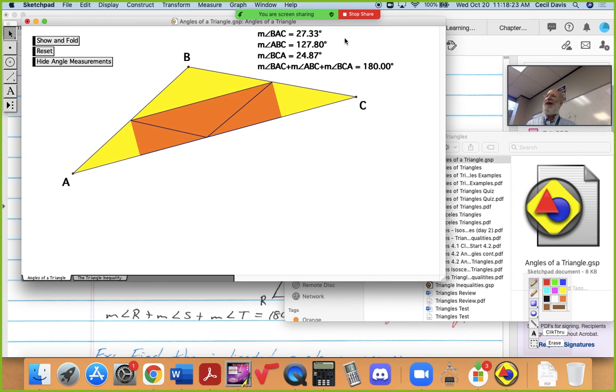So here are the angle measurements for this one. Angle A over here is 27.33 degrees, rounding to the nearest hundredth of a degree. ABC is 127.8 degrees, and BCA is 24.87 degrees. And when you add them up, you get 180.00 degrees.